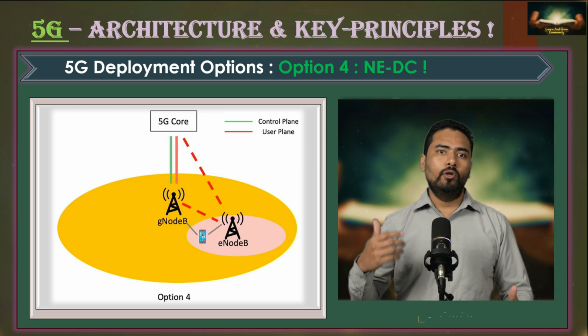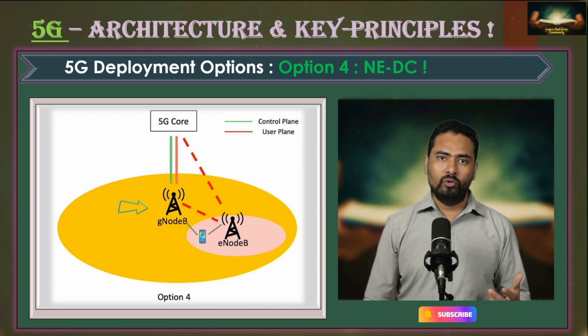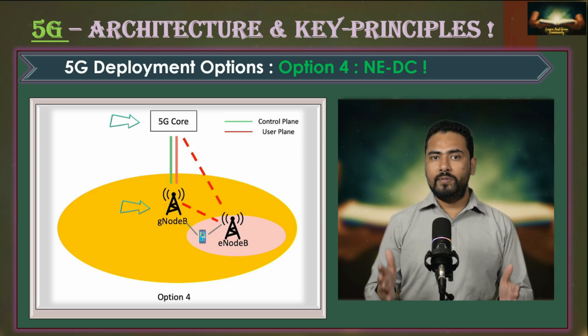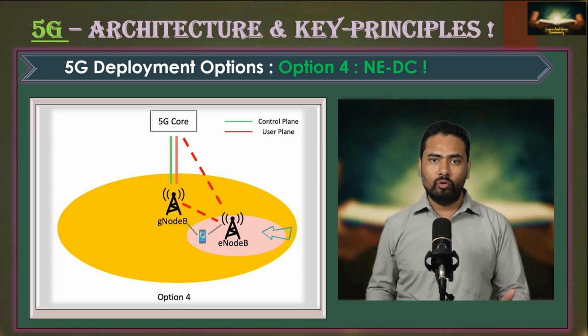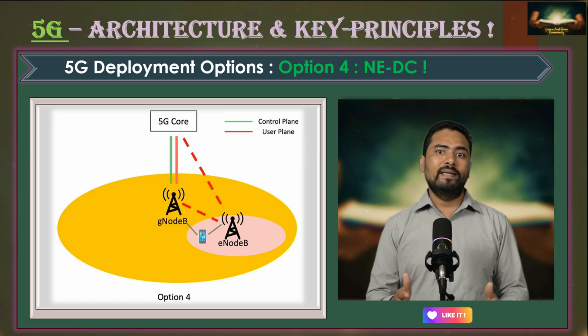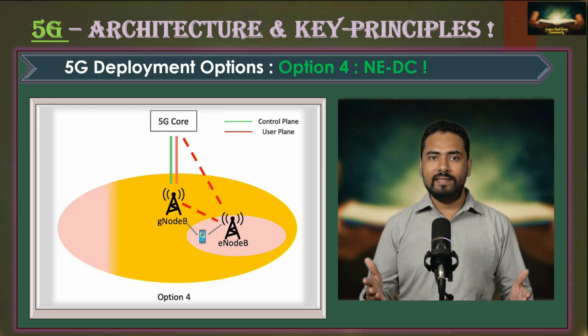In the later stages of 5G, when NR gets full coverage or wider coverage than the LTE coverage, then NR can be used as the primary radio access technology, connected to the 5G core. And then LTE will act as a secondary radio access technology. Then this setup is known as option 4, or NEDC.